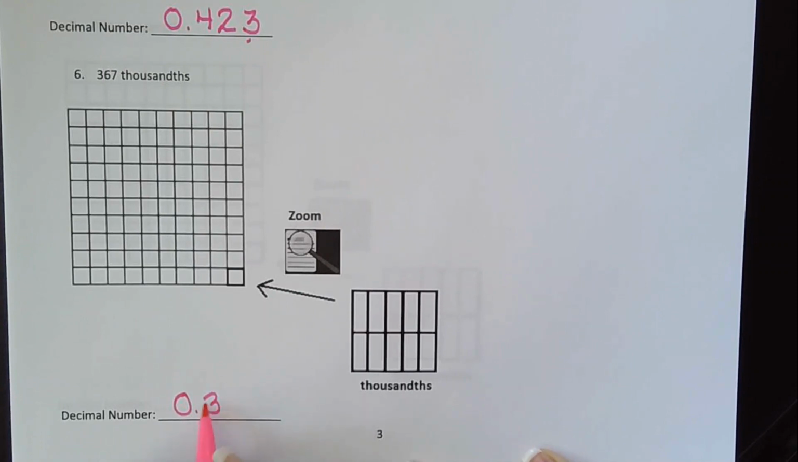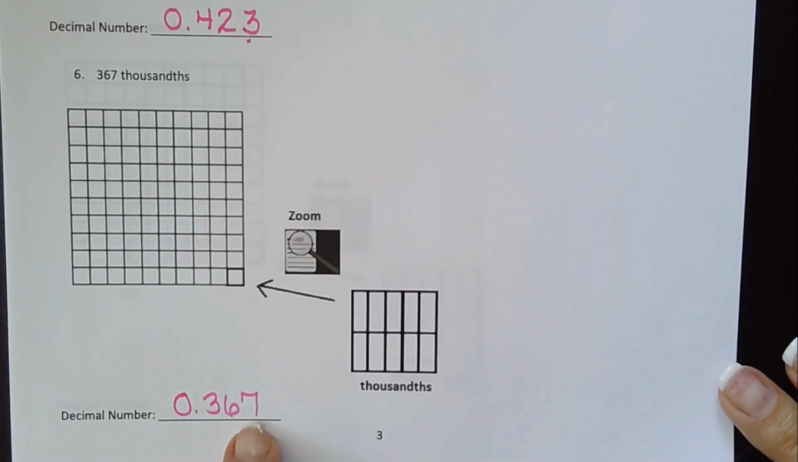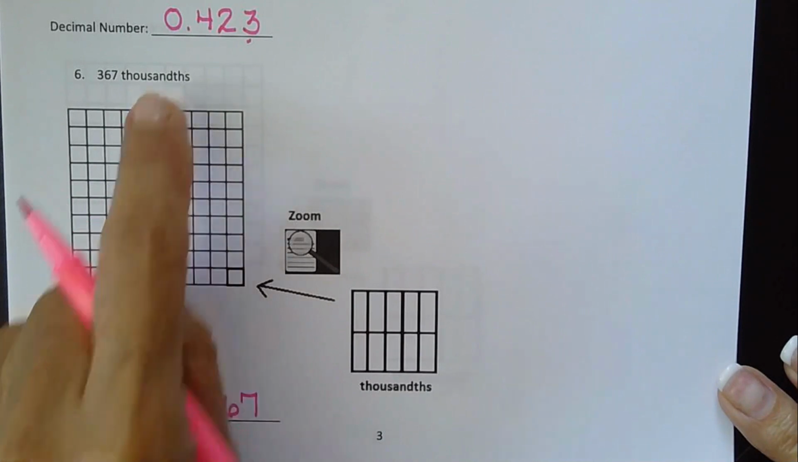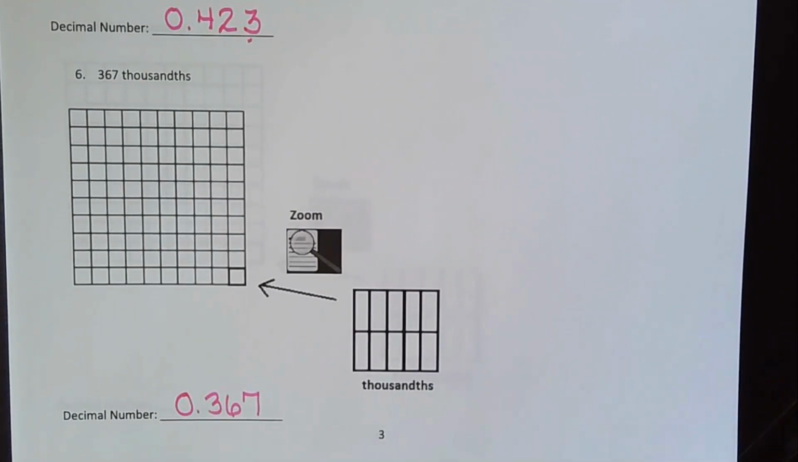We can just immediately go there and then draw our picture from that. So 367 thousandths looks like this. Thousandths has 3 zeros, so 3 decimal places. So that means there should be 3 strips colored, 6 squares or boxes colored, and then 7 in the thousandths place. So sometimes it's easier to draw first, sometimes it's easier to write the number first.